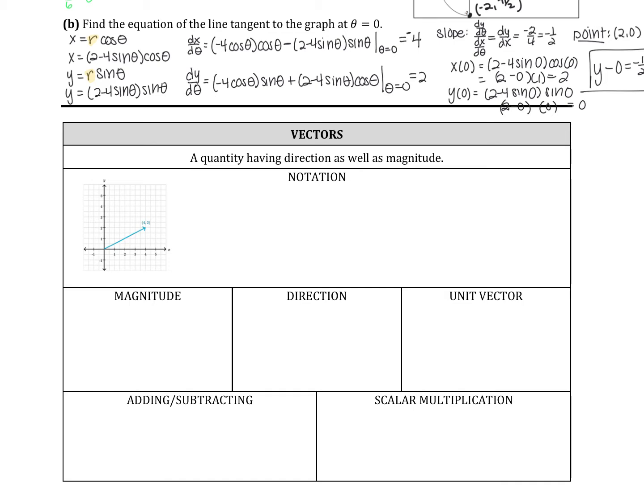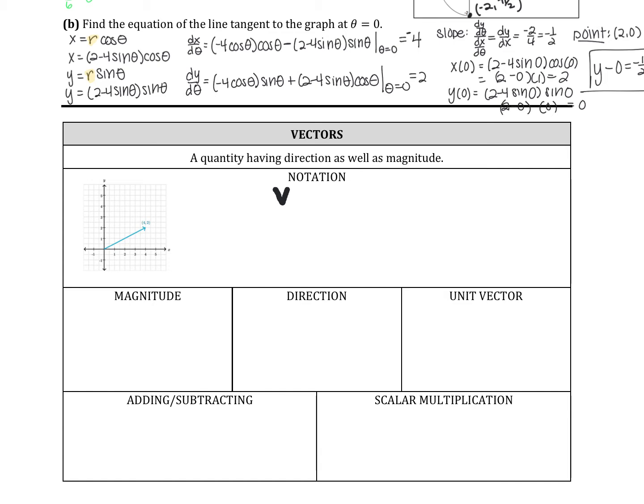So, vectors. What do we know about vectors? Well, we know that they're a quantity that has direction and magnitude. Now, their notation can be written several different ways. First, you may see a vector notated with a bold letter. Typically V, U, W, those are our vectors. I'm not sure why. V makes sense, vector.